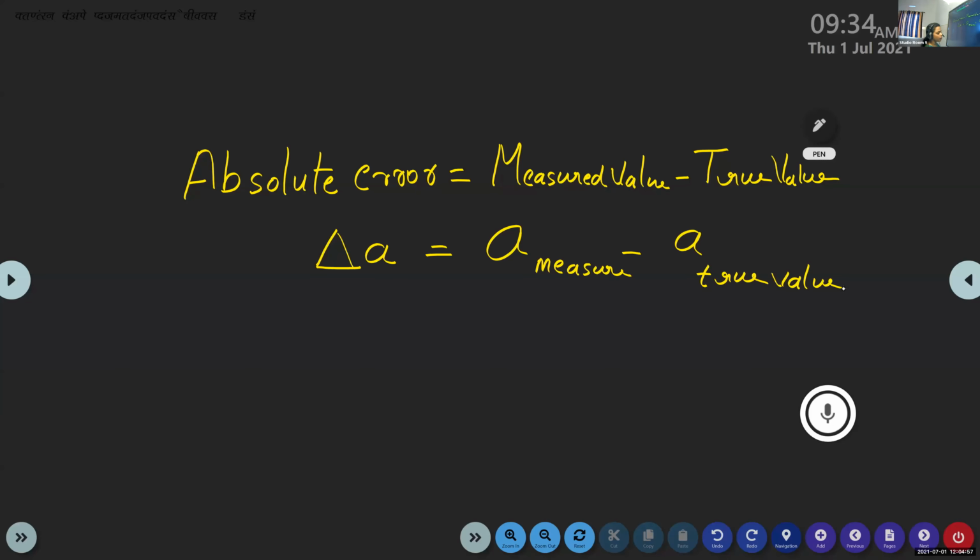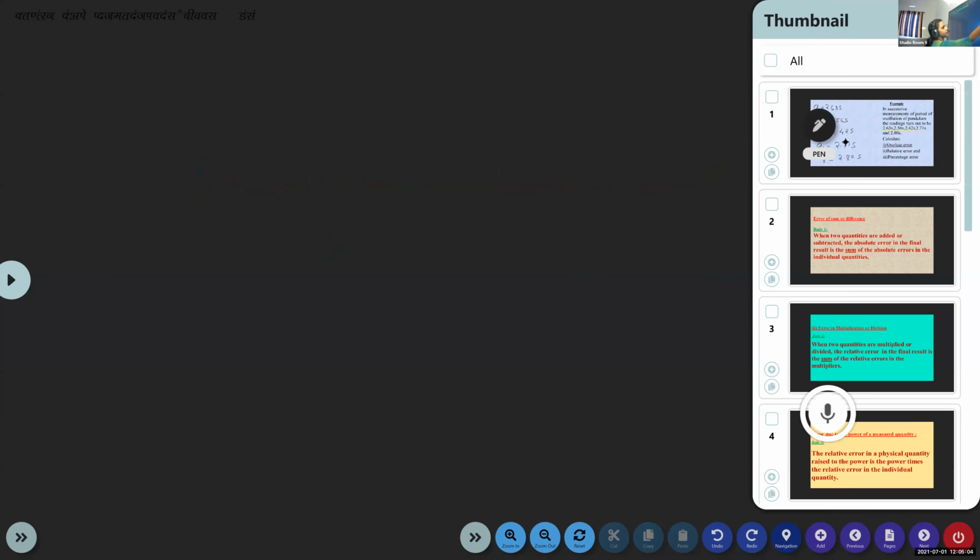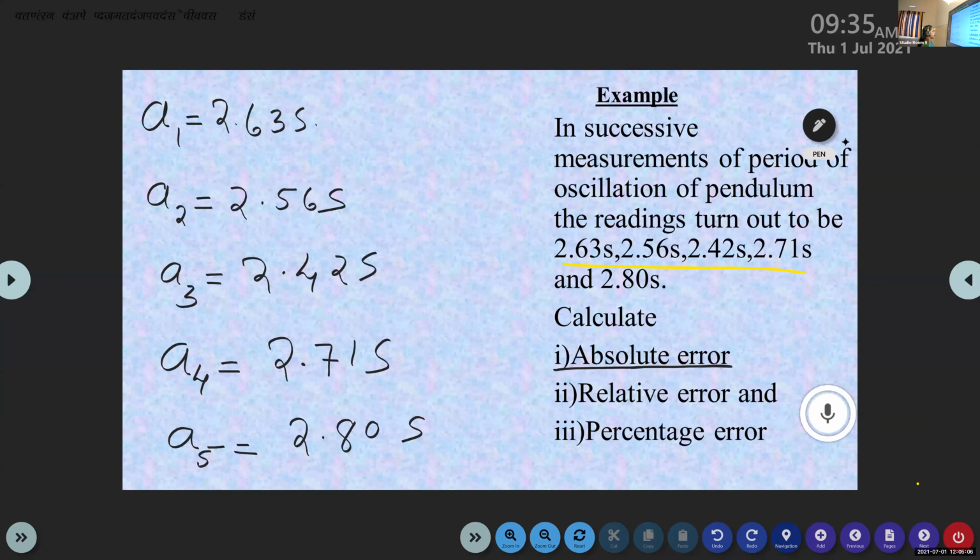So here we have 5 measured values, that is A1, A2, A3, A4, and A5. But what about the true value?